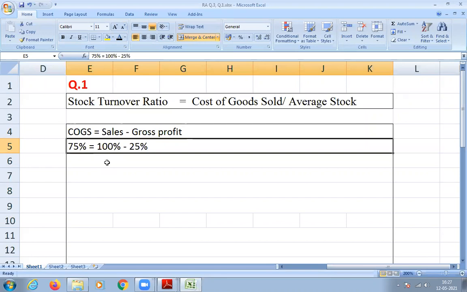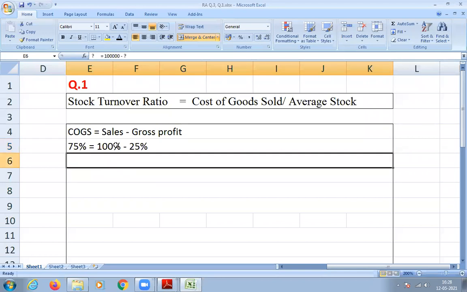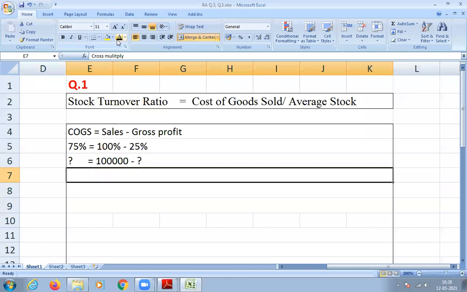Among these three variables, do you know the value of any one of them? Sales we know, sir, 1 lakh. If I know one variable, I can just do a cross multiplication and find out the unknown variable. That's the beauty of cross multiplication. COGS I don't know, but sales I know, 1 lakh. GP also I don't know. So we'll just do cross multiplication. How will you do?